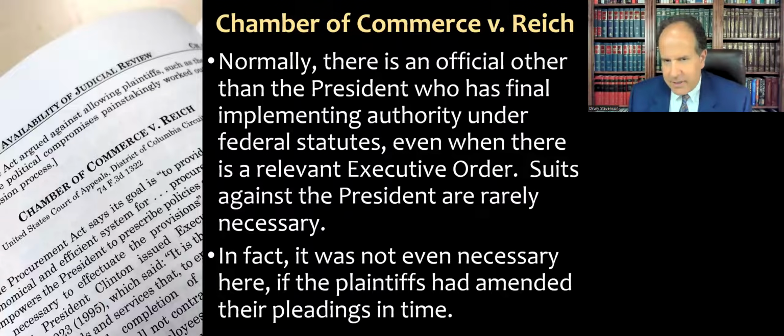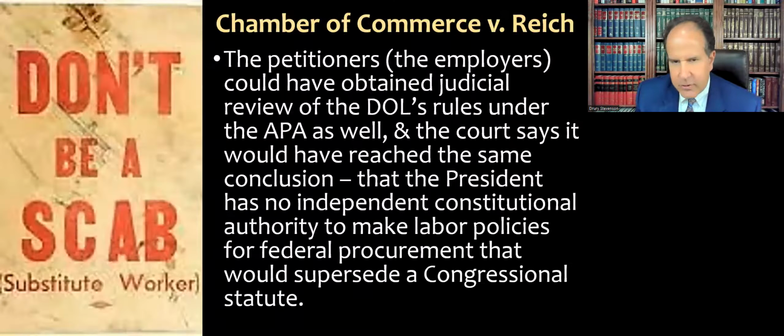Now, also, lest you get confused, we don't see a lot of these cases, partly because there's normally some official other than the president, basically an agency director, who has final implementing authority under federal statutes, even if there's a relevant executive order spelling out how it should be implemented or the coordination between agencies and things like that. And so this means that when you're unhappy with something that an agency is doing, it's really rare that you would need to sue the president directly. And in fact, it actually wasn't really necessary here, the court says. The plaintiffs could have amended their pleadings in time, but they apparently thought that they couldn't.